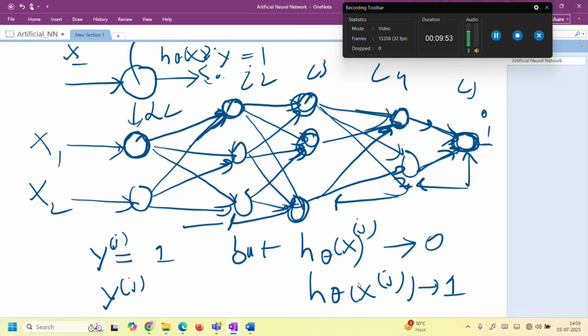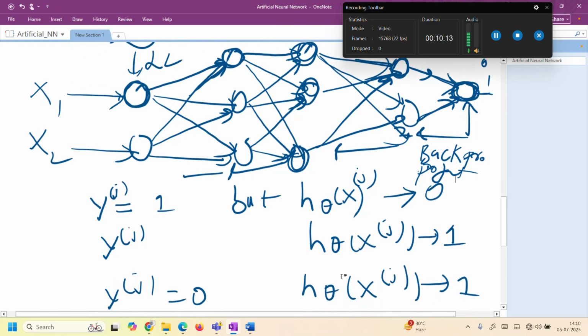Hence the name backpropagation algorithm. We will not do the details, but if someone is interested, he or she can read it. The backpropagation algorithm is about minimizing the cost function by doing the computations from the last node rather than from the beginning. That becomes much easier.